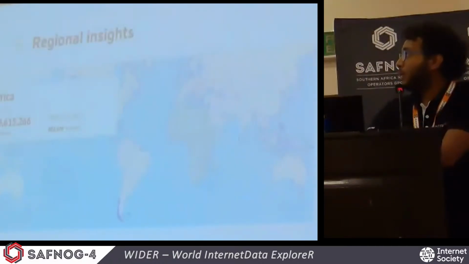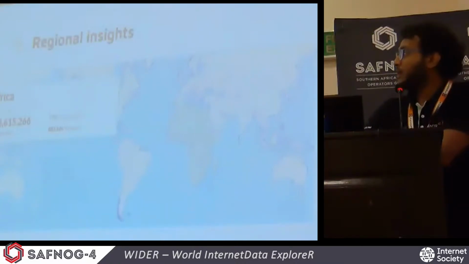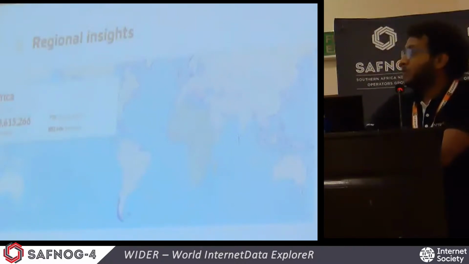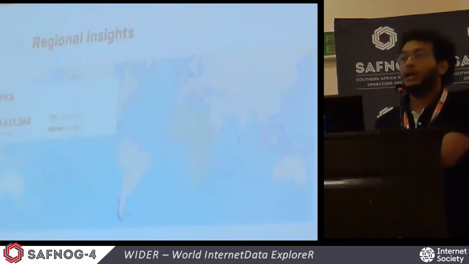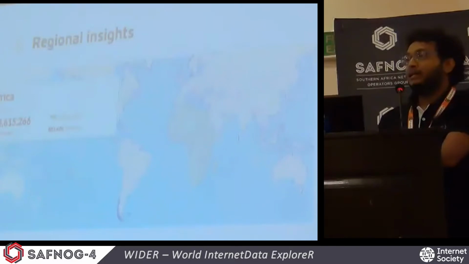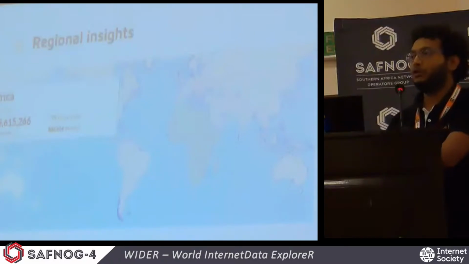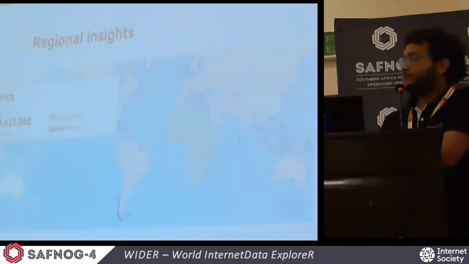So Wider allows you to have a regional insight. For example, here it's saying the number of internet users in Africa, the number of networks, the number of IPv6 users, and so on. This data right now is coming from Epinic Lab. Epinic has an ad-based measurement system where they created ads, and when people, for example, view a YouTube video and click on that ad, it is actually making measurements in the background. This is how Epinic is collecting data about IPv6 usage, DNSSEC validation happening, and so on.